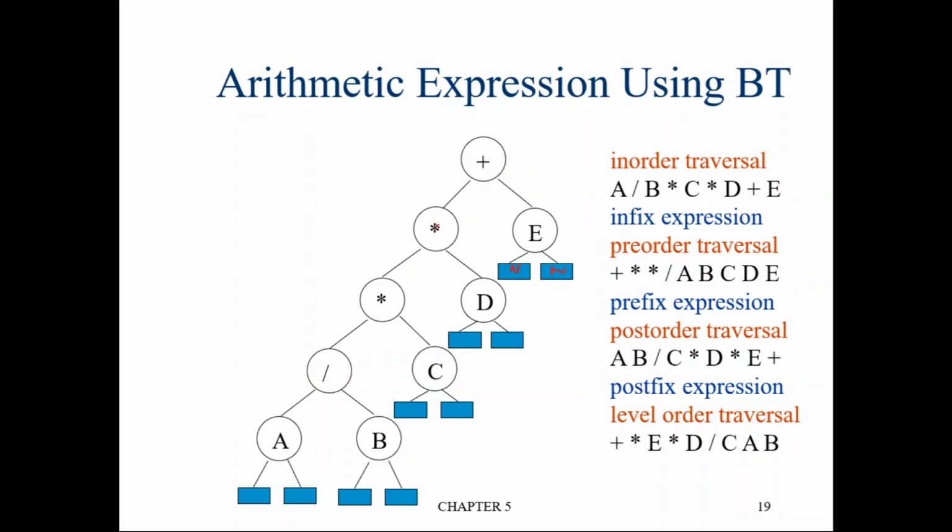Similarly, the node star has two children: another star and D. This star has two children: the left child is slash and the right child is C. And this slash has two children, A and B. So A, B, C, D, E, all these are leaf nodes.